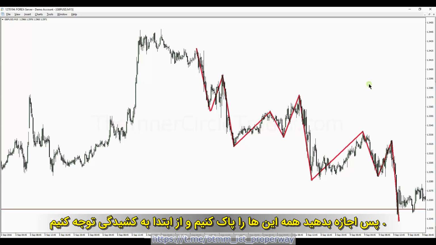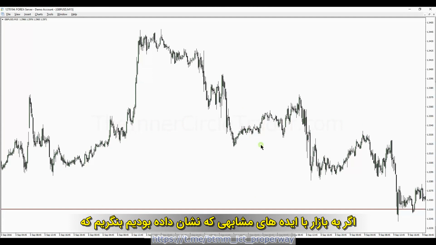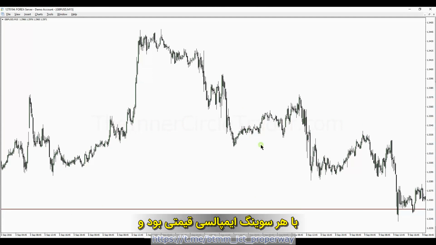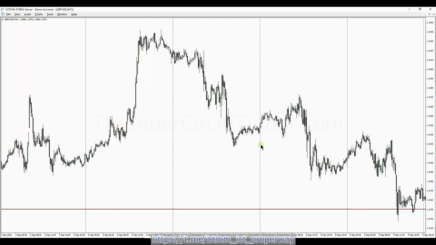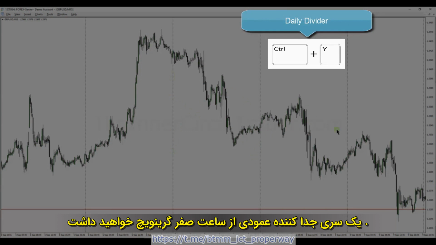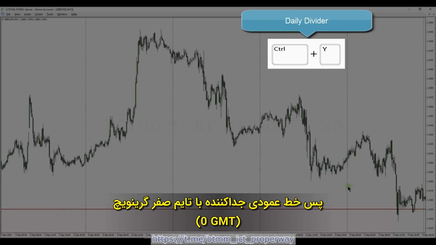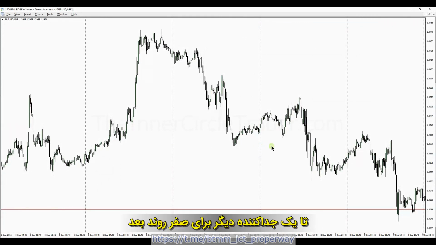So let's take all this off and focus primarily on protraction now. If we look at the market with the similar ideas we just illustrated with every impulsive price swing, and then we add to it time of day. By holding down Control and tapping Y on your keyboard, you'll add the vertical delineations for 0 GMT. So 0 GMT, vertical line to another day divider, basically.